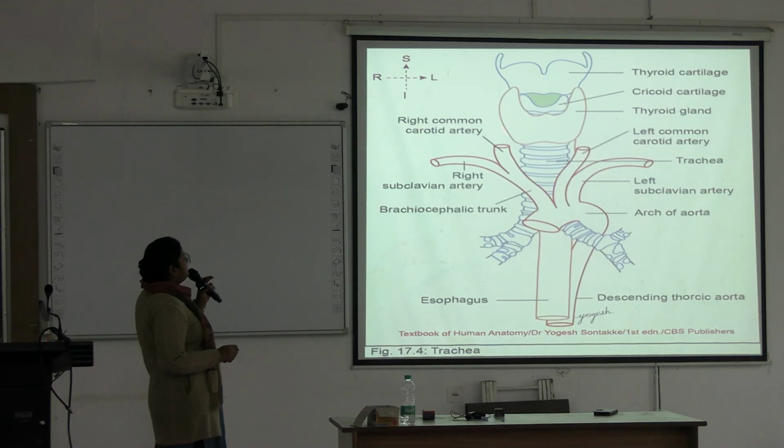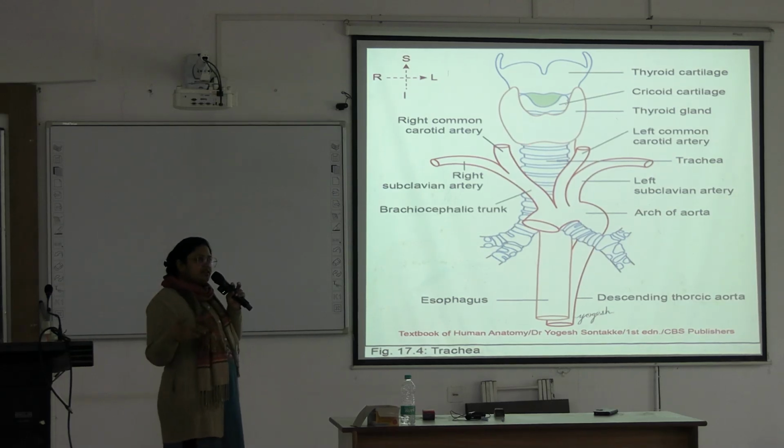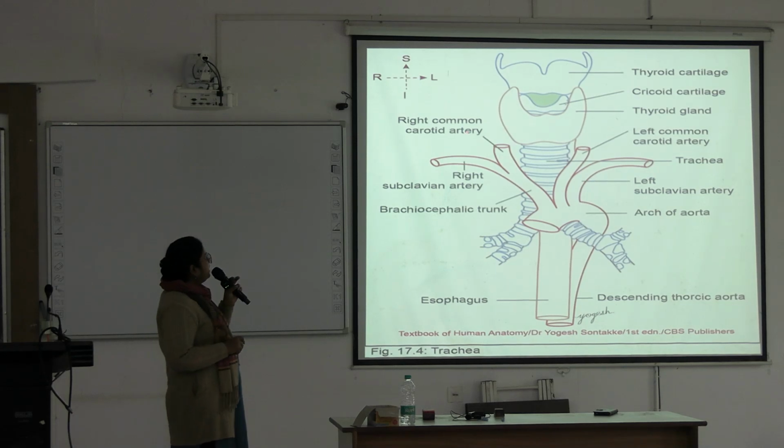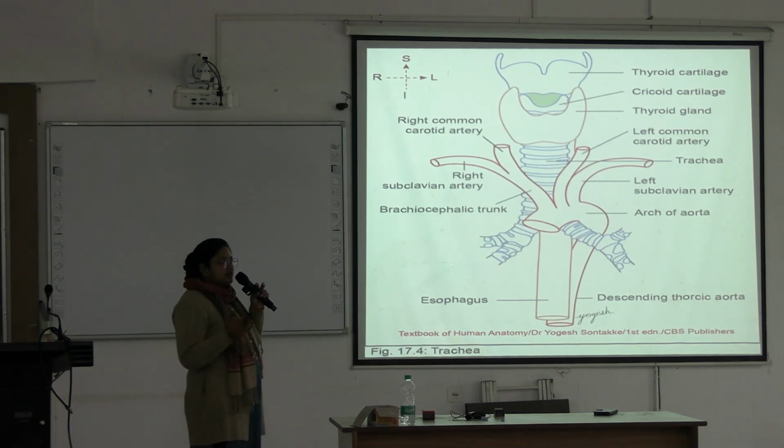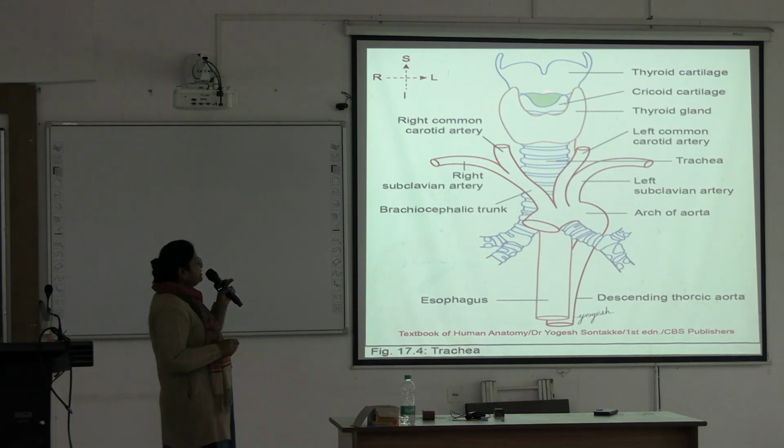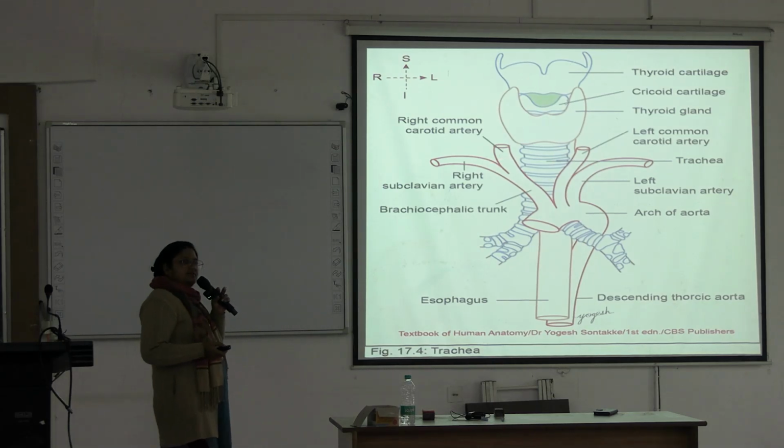subclavian. Here lies the thyroid gland, just in front, below the larynx, in front of the trachea. Isthmus is lying. So tracheostomy is done. You have to identify the isthmus. You should not pierce the isthmus. Tracheostomy is done above the isthmus or below the isthmus.